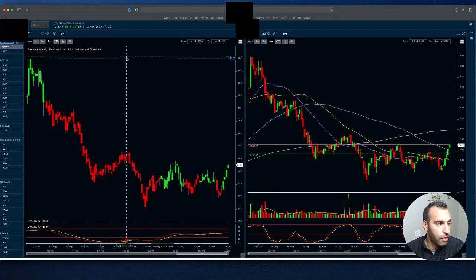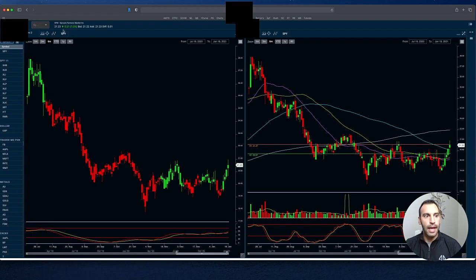So first thing we're going to do here is look at the price, obviously, and the difference between the bid and the ask. The bid is what somebody is willing to pay for the stock, and the ask is what the market maker or the specialist is asking for the stock. The difference between the two is the spread.